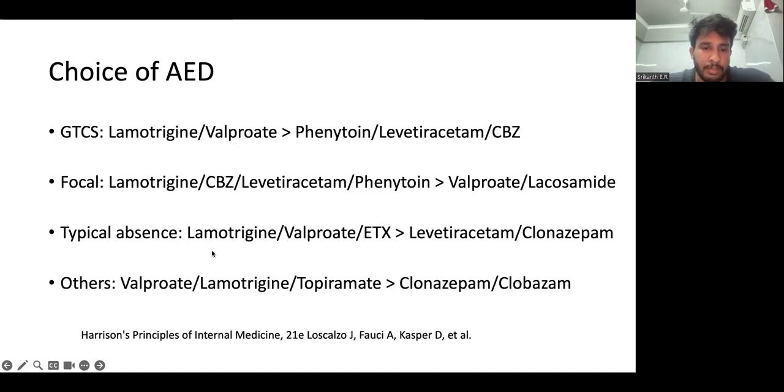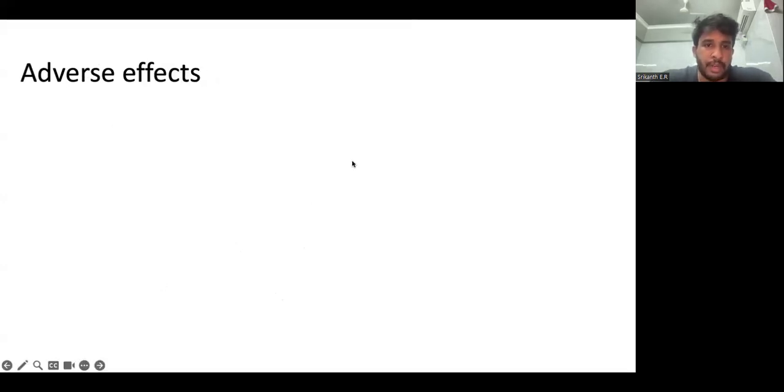Typical absence seizures is primarily valproate and ethosuximide, and now lamotrigine is added to that also. And for other seizures also, valproate and lamotrigine stay at the top. So these are the various first choice drugs for various types of seizures. Now we'll look at various adverse effects that you will have because of use of anti-epileptic drugs.